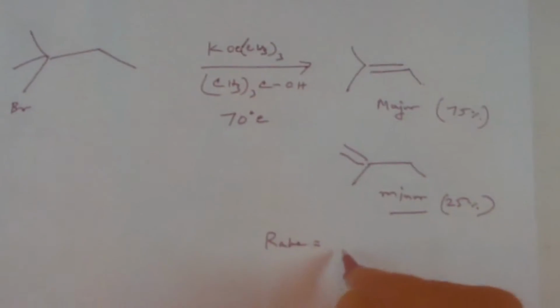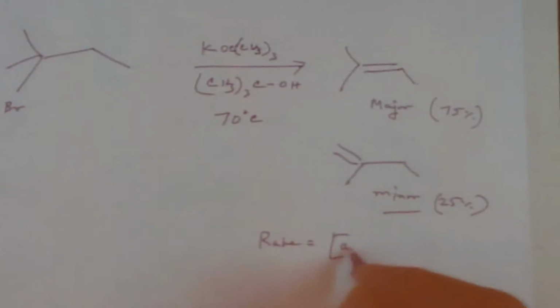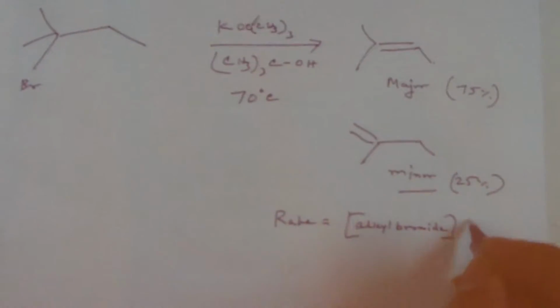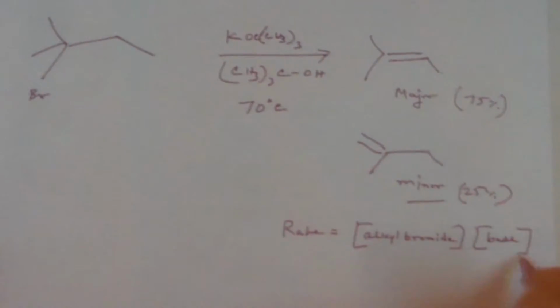And the rate expression in this case, of course, involves the bromide and the base, which is potassium tertiary butoxide. Now the same reaction can also be carried out at a much slower rate. Yes? Shouldn't this be E1 reaction? No, this is actually E2, because you're using a strong base.